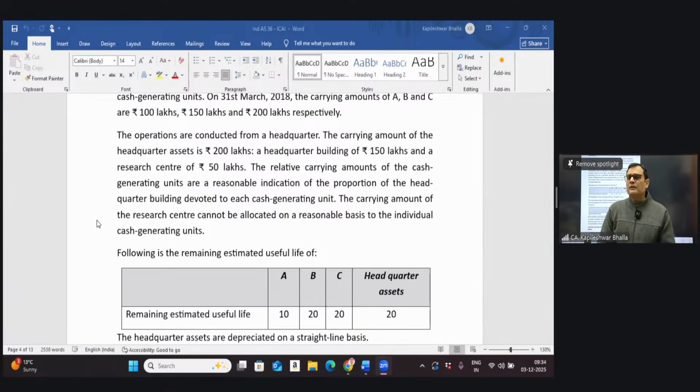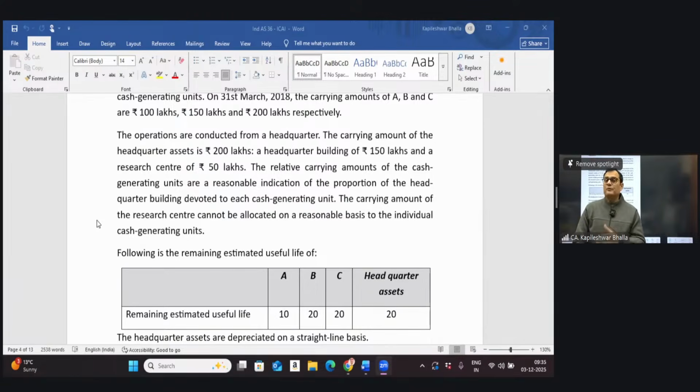Not a problem. Now, you know this, that if you can allocate any one, you are going to conduct, first of all, what we call a bottom-up test. And then we will consider the larger CGU and conduct what is called a top-down test. So one impairment testing will be done after considering the allocation of the headquarter building only. The second impairment testing will be done by considering all the assets put together, not only A, B, C, but the headquarter building as well as the research center.